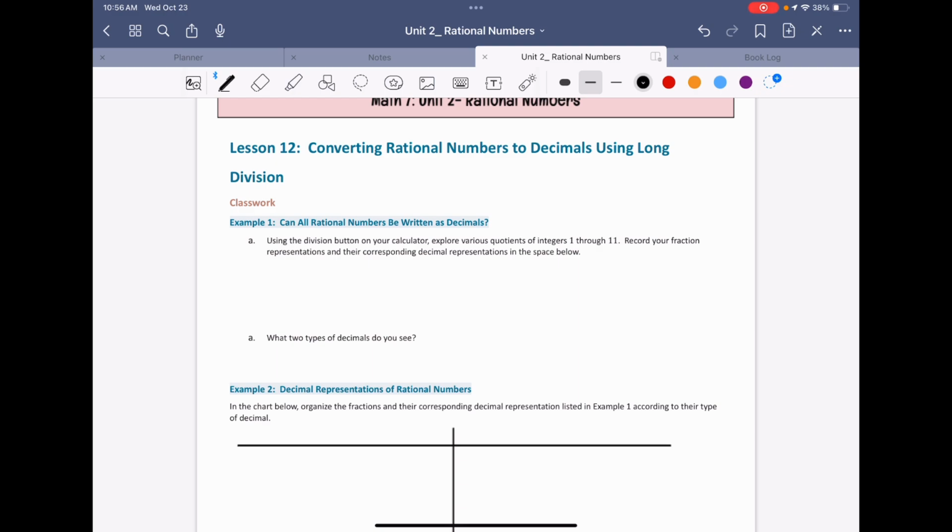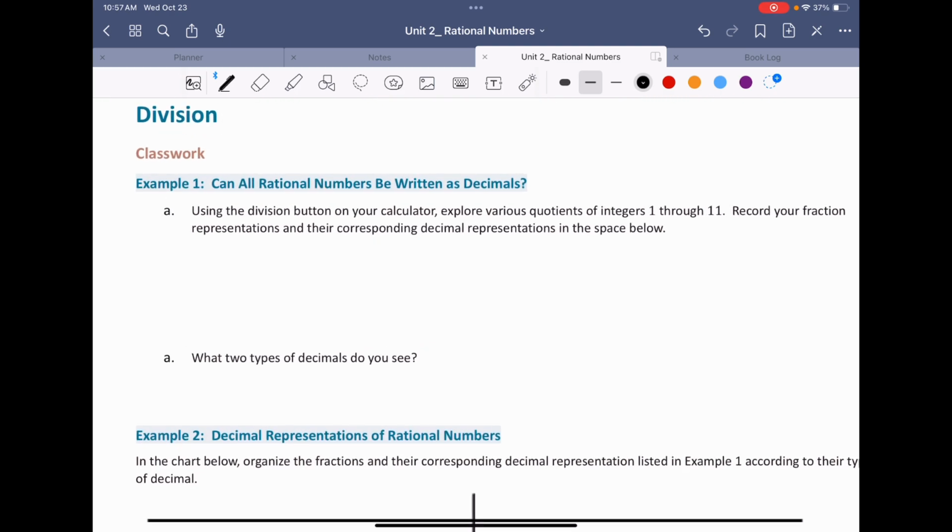Before we talk about that, let's talk about the different kinds of numbers that can be written as decimals. Using our division button, we're going to explore some different quotients, some different divisions with integers 1 through 11. Record your fractions down below. With your calculator, take some time: 1 divided by 2, 1 divided by 3, any of the numbers between 1 and 11. Pause this, try them out, write them down. There's no right or wrong answers, and then unpause it and check your work.